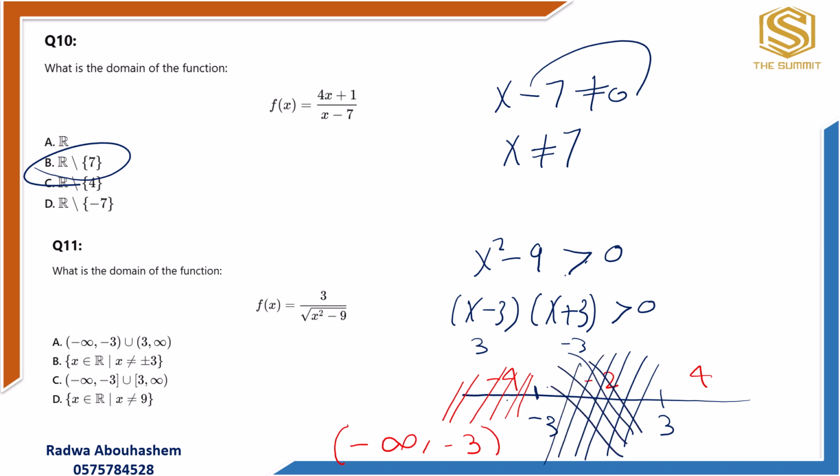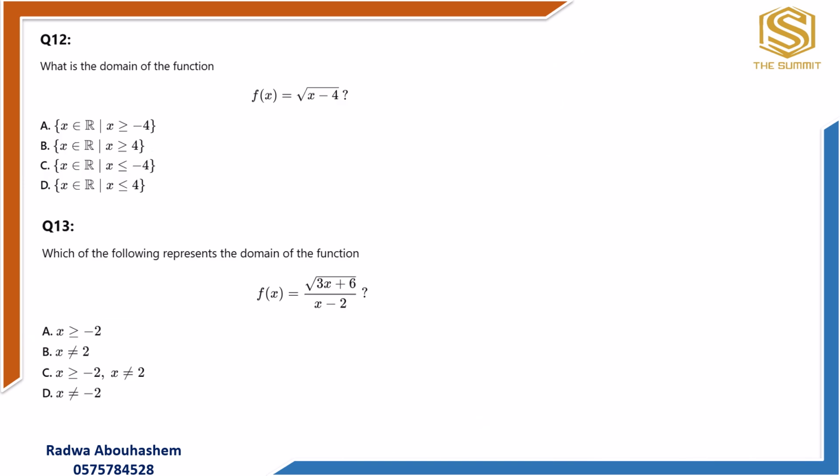Cancelled. Now, let's go for this interval. 4 power 2 is 16. 16 minus 9 gives me 7. So it's greater than 0. So yes, I have to take also this interval from 3 to infinity. And also it has to be open. So this means my domain would be the union of these two intervals. Here it is: from negative infinity to negative 3, union 3 to infinity.